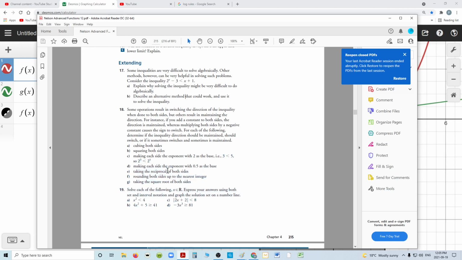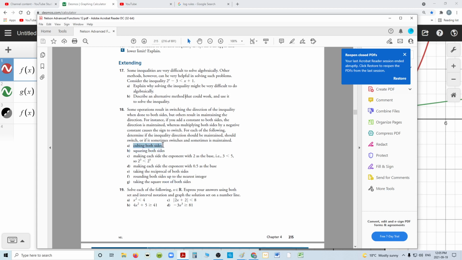So you'd have to switch the sign for reciprocal. Rounding both sides up to the nearest integer. That's not true either. I don't think flipping the sides is the solution, though. Square root of both sides is fine. So that means square of both sides is fine.